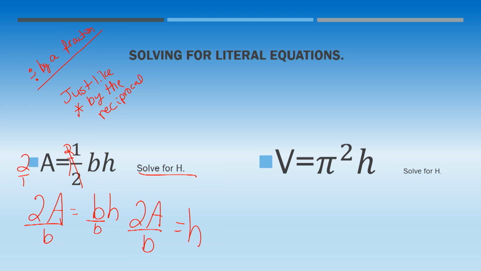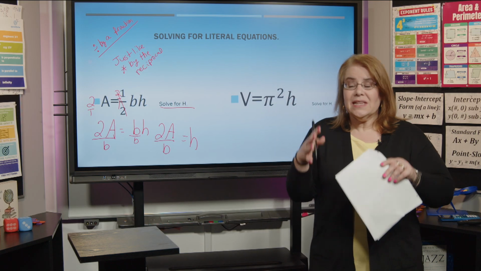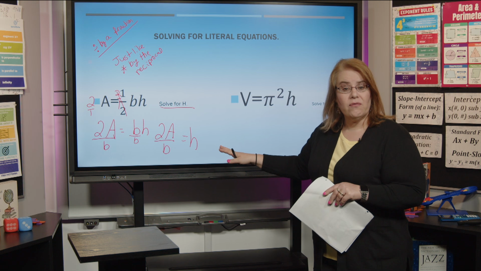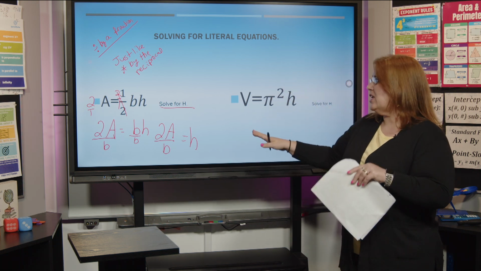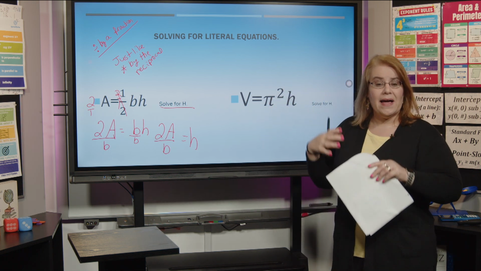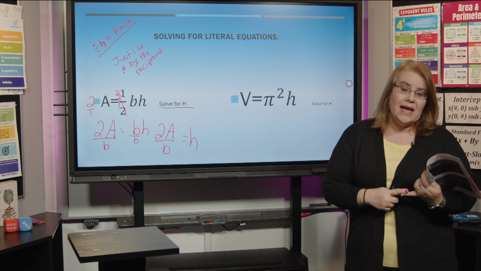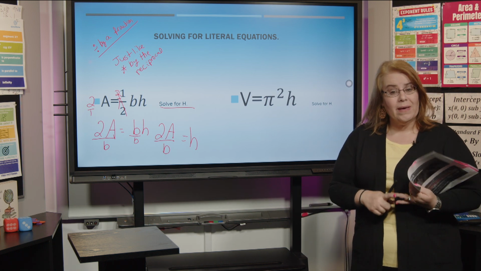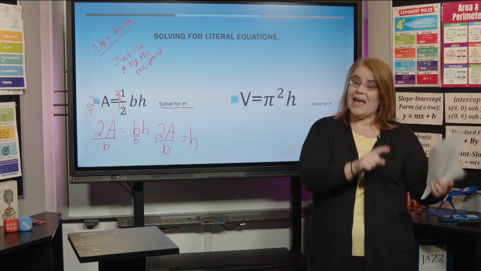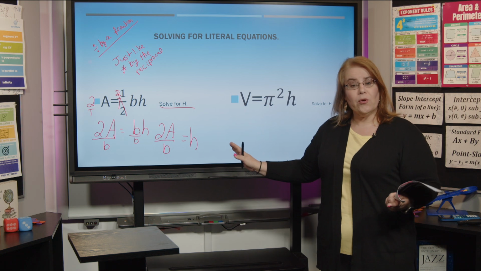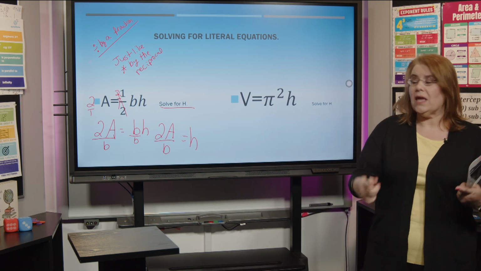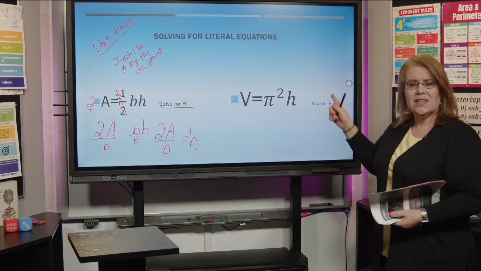It's all in the way that you think about this. Literally, h is by itself, and literally h equals 2A divided by b. Now, until I find out what the A is, until I find out what the b equals, I can't tell you exactly what h's number is, but I can tell you literally what h equals.